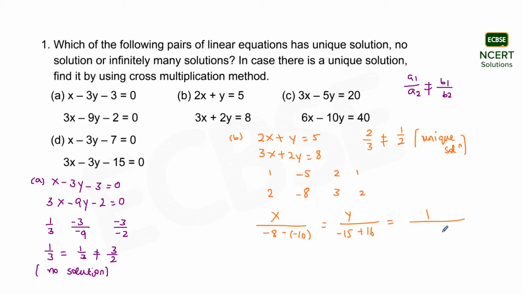And the third ratio denominator will be 4 minus 3, that is 2 into 2 minus 3 into 1. Right. So from here it comes out to be x by 2 is equal to y by 1, which is equal to 1. That is, three ratios have been obtained.